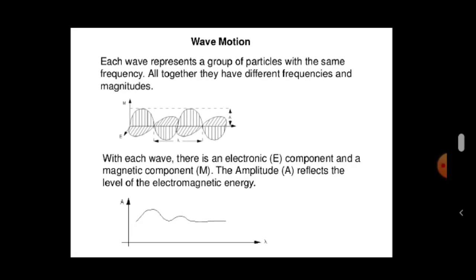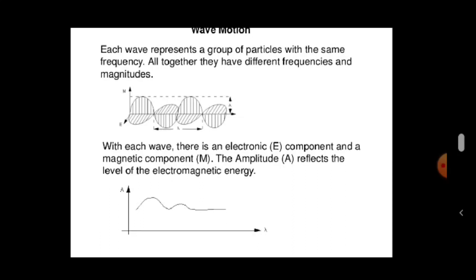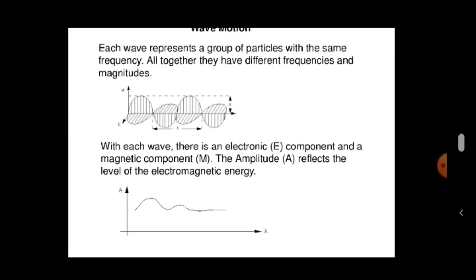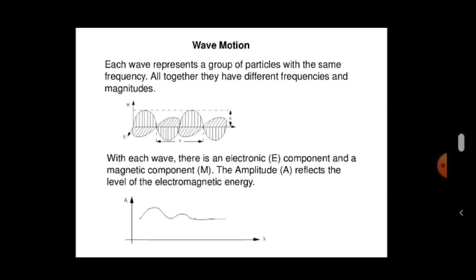A wave represents a group of particles with the same frequency. Altogether they have different frequencies and magnitudes, as you see, and according to the graph given below, there's an electric component and a magnetic component. The amplitude reflects the level of electromagnetic energy, as you see in the second graph.